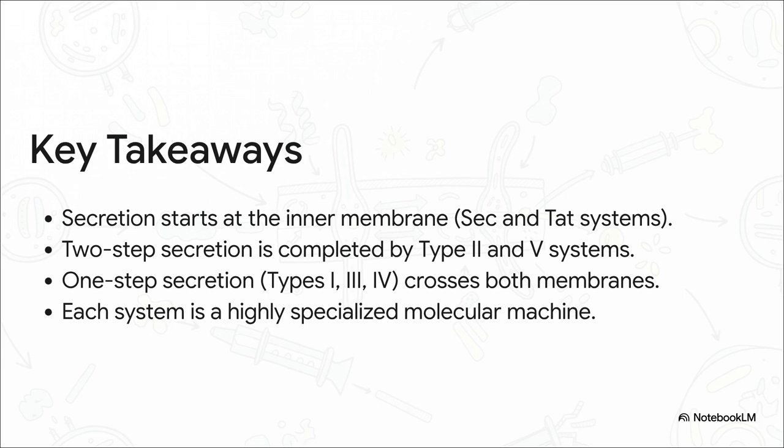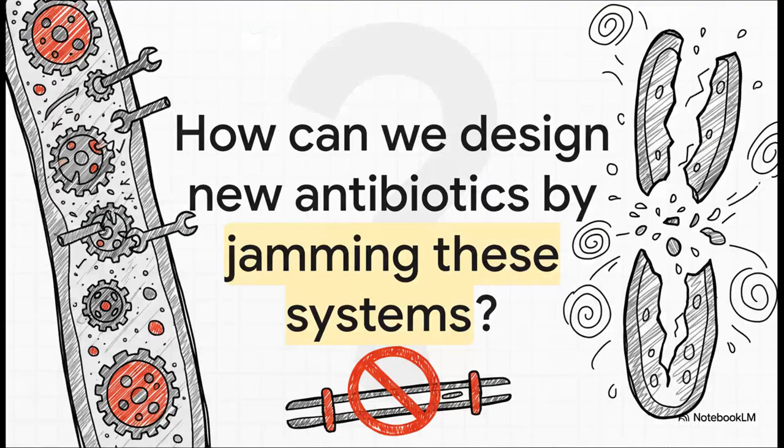And the big picture here, every single one of these systems is a highly specialized, highly evolved piece of molecular machinery. And that brings us to the final and maybe the most important question. We've just spent all this time looking at this incredibly intricate, essential machinery that bacteria absolutely depend on for survival, which means it's a vulnerability. So the question for you is, how can we jam the gears? Knowing what we now know about the structure and function of these systems, how could we go about designing new, highly specific antibiotics that target them?